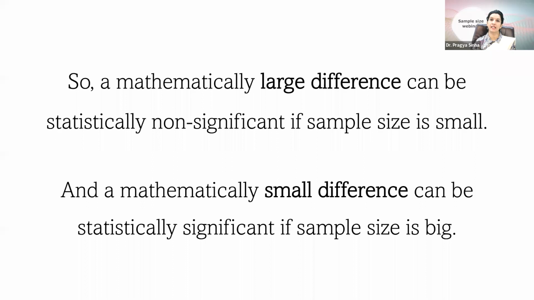So a mathematically large difference can be statistically non-significant if the sample size is small, or a mathematically very small difference, like in this case, you can see the 2 millimeter of mercury difference, can be statistically significant if the sample size is big. And you can see there was a difference of 10 times sample size. In the first scenario, we took only 20 patients, 10 in each arm. In the second case, we took 200 patients, 100 in each arm. So we have increased the sample size by 10 times.